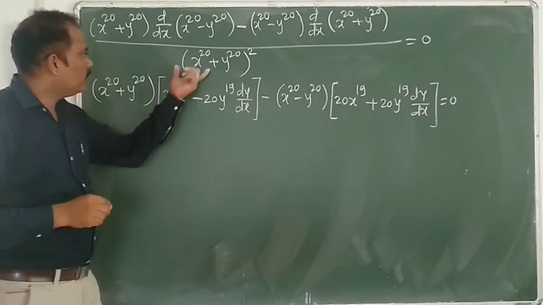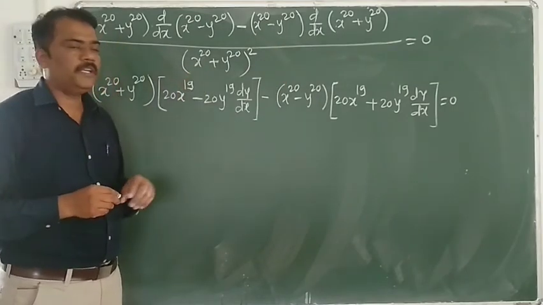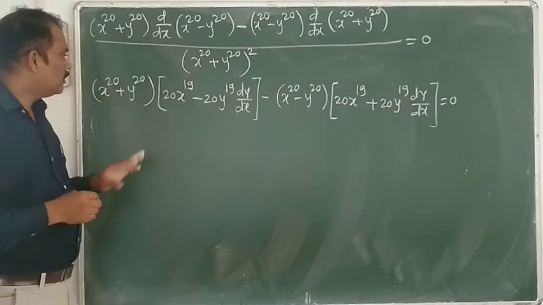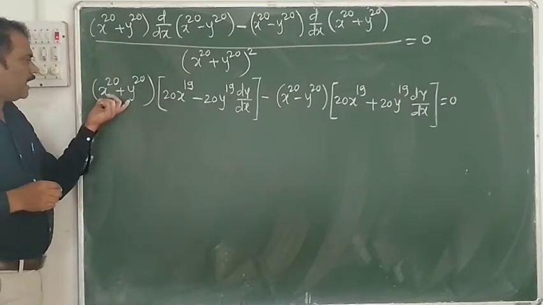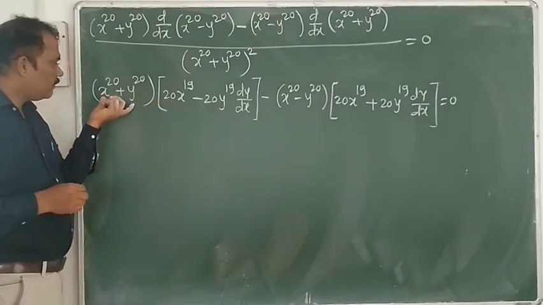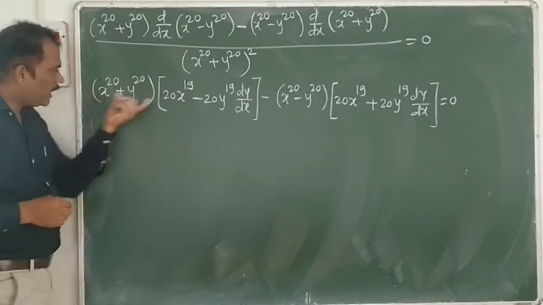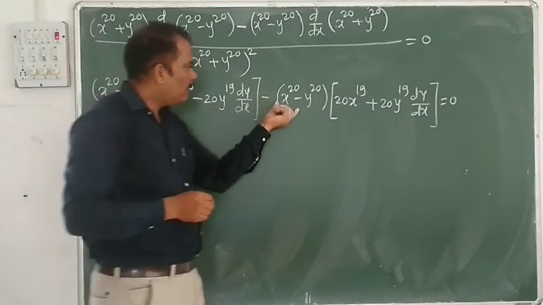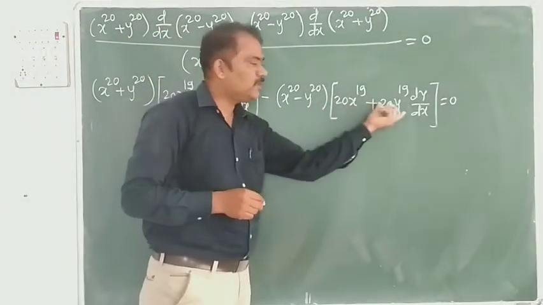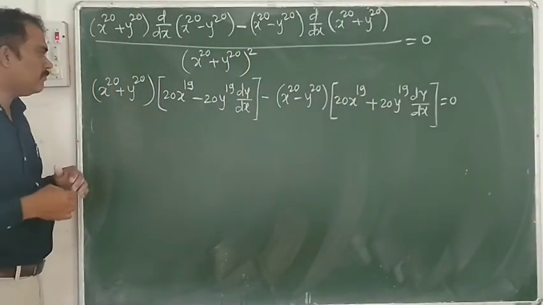Why? When we transfer this denominator to the RHS, 0 into this denominator becomes 0. Now we have to multiply this bracket. Inside this bracket, we have to multiply each and every term: the whole bracket to this first term, the whole bracket to this second term, and then we take the common factor, so that we can easily simplify that.